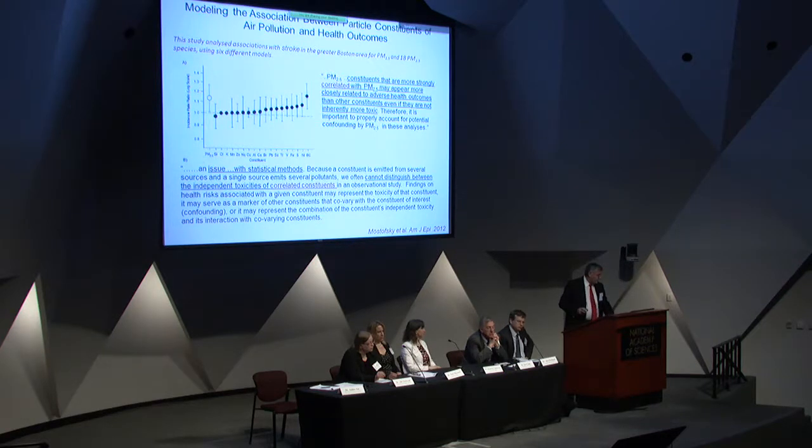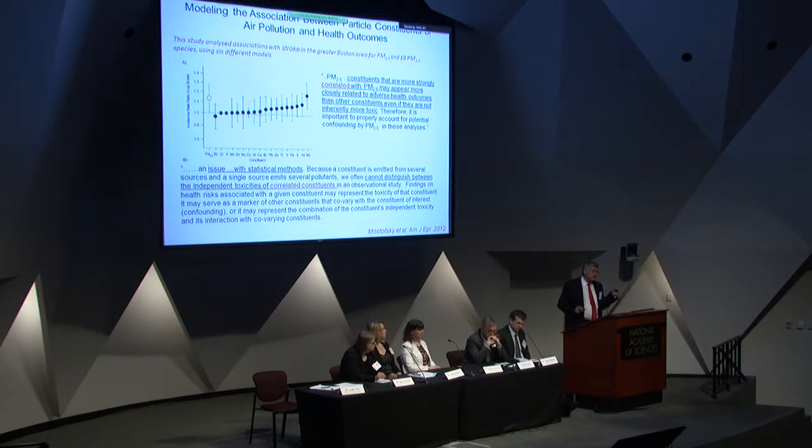In a recent study that came from Harvard, where they assessed the association of stroke with greater Boston area PM2.5 and measured 18 PM2.5 species, you can see that a significant finding was that although there was an association with PM2.5, many of the constituents of PM2.5 had no direct relationship, but the elemental or black carbon did have an association that was even stronger than PM2.5. So importantly, this study has clearly indicated that the constituents that are more strongly correlated with PM2.5 may appear more closely related to the adverse health outcomes than other constituents, even if they are not inherently more toxic. Therefore, it's important to properly account for potential confounding effects when using PM2.5.